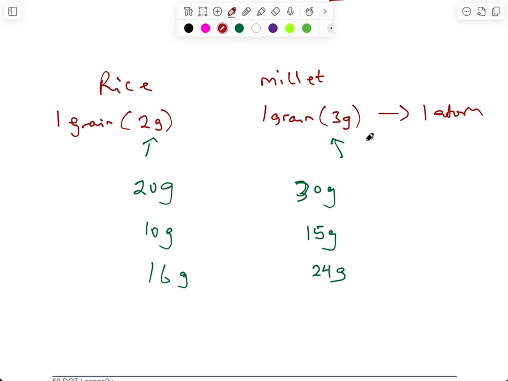So the mole concept is telling us that if you measure these things by mass, even though this one is 20 grams and this one is 30 grams, they're going to have the same number of grains. So if there are 2,000 grains of rice in this place, there will be 2,000 grains of millet as well. The same thing with 10 and 15, the same with 16 and 24, because when you compare them to the mass of one grain, they are just multiples. This one is 2 times 10, this one is 3 times 10, this one is 2 times 5, this one is 3 times 5, this one is 2 times 8, and this one is 3 times 8.